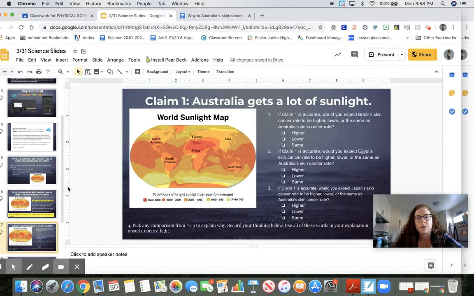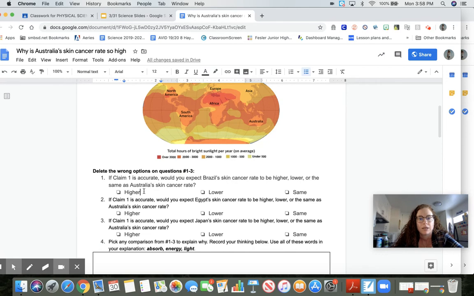So again, we are focusing on claim 1. Our claim 1: Australia gets lots of sunlight. When I go to my document, we're going to compare some different parts of the world to Australia. If claim 1 is accurate, would you expect Brazil's skin cancer rate to be higher, lower, or the same as Australia's skin cancer rate?